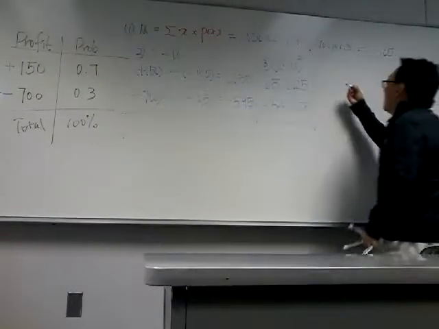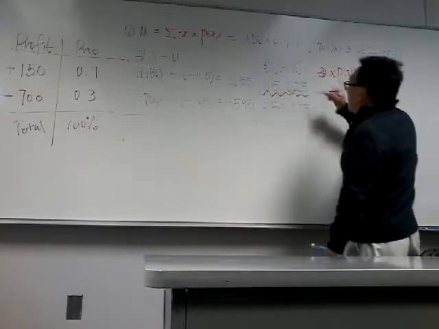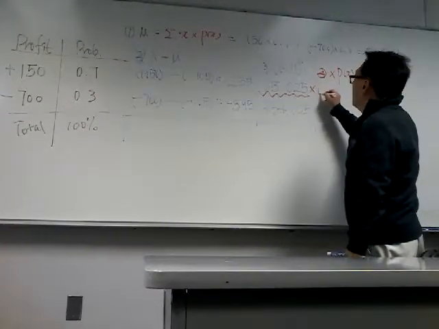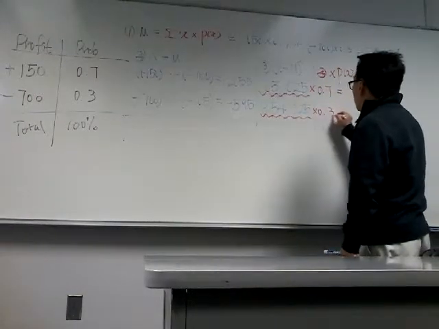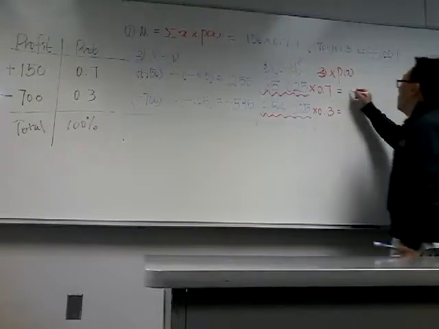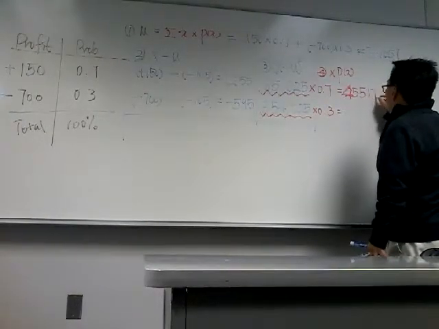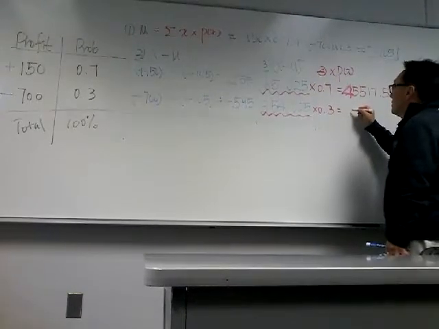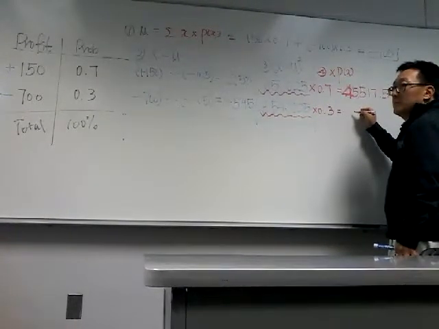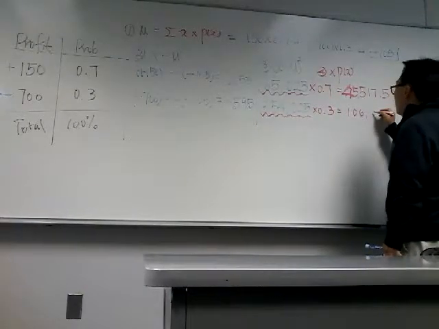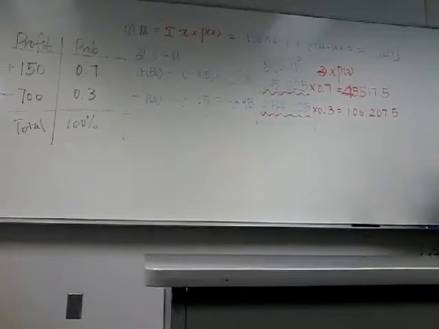Now step 4. What do I have to do? Times the probability. So 65,025 times 0.7, and 354,025 times 0.3. How much will be the first one? 45,517.5. And the second one? 106,207.5. That is correct. Thank you. Now you add them.